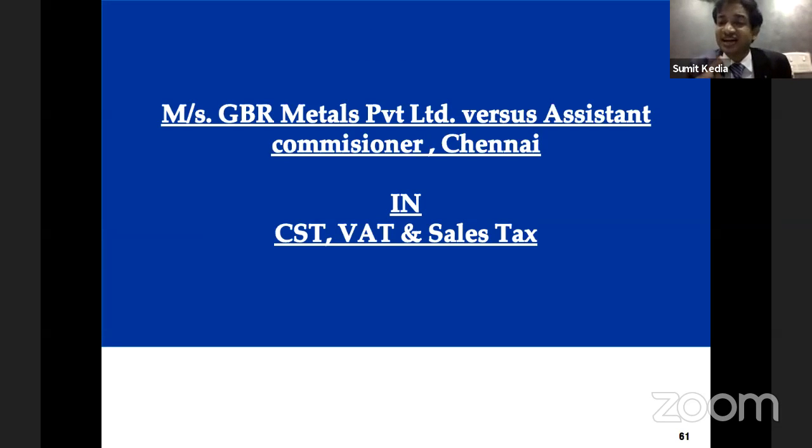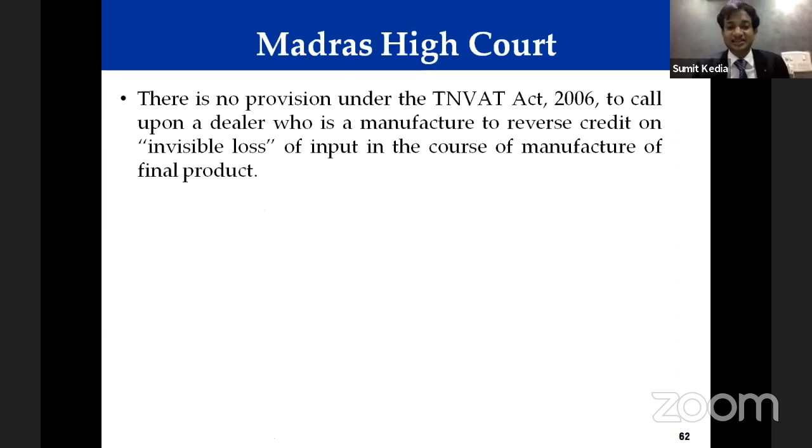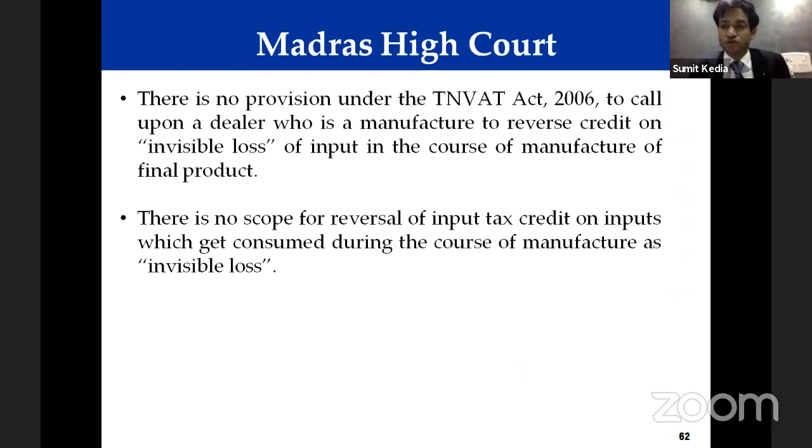Now, this is a recent High Court judgment, in the case of Madras High Court, which was under the sales tax regime. It said invisible loss during the course of manufacture, ITC need not be reversed. If it's an invisible loss of input in the course of manufacture of the final product, for the invisible loss which is caused during the process of manufacturing, ITC need not be reversed. This was the Madras High Court, in the case of GBR Metals.